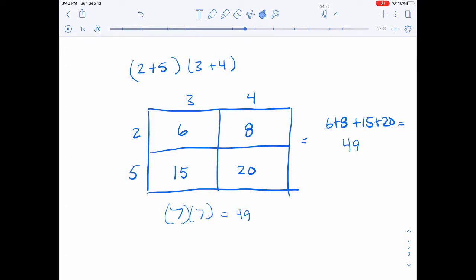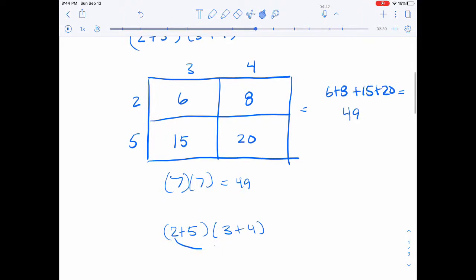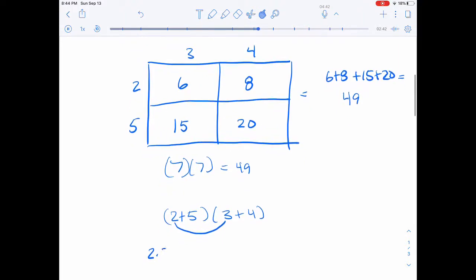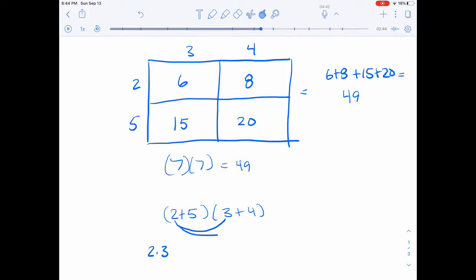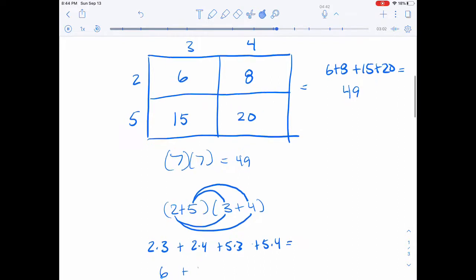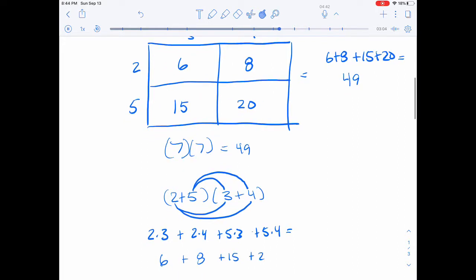Well, let's try it using the distributive property. So let's write it again, 2 plus 5 multiplied by 3 plus 4. Let's begin by distributing our 2 to the 3. So we have the product of 2 and 3 plus the product of 2 and 4 plus the product of 5 and 3 plus the product of 5 and 4, which is equivalent to 6 plus 8 plus 15 plus 20, which is equivalent to 49.